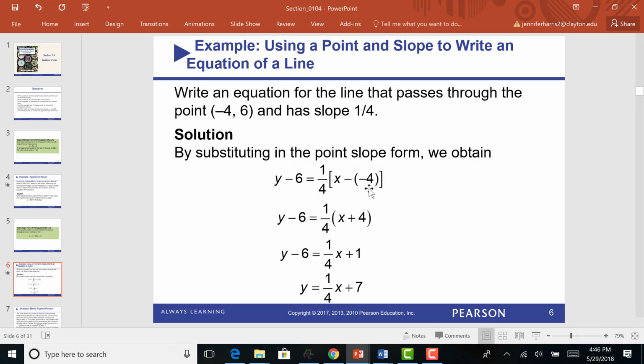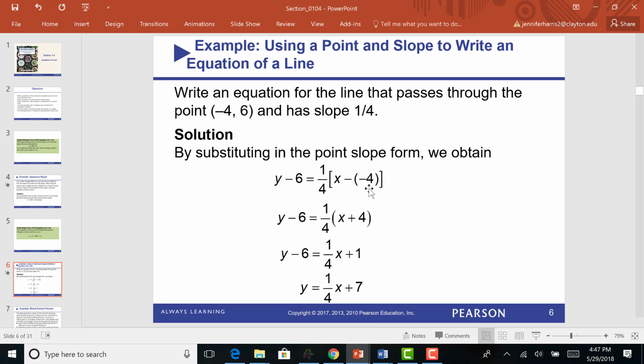Do I have y by itself yet? No. What should I do to both sides? Add 6 to this side, add 6 to that side. So my final equation is y equals 1/4 x plus 7. Now is it in y equals mx plus b form? Yes, that is your goal every single time. This was type 1. The situation for type 1: you're going to be given a point and a slope.